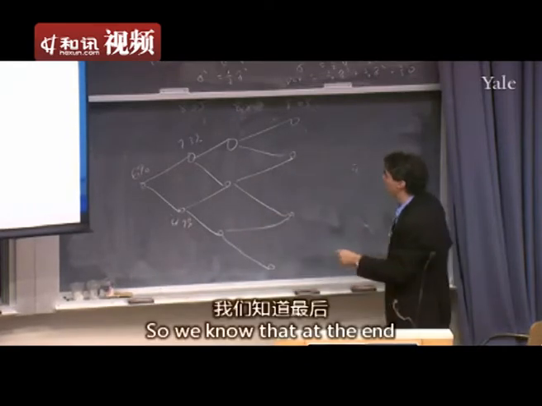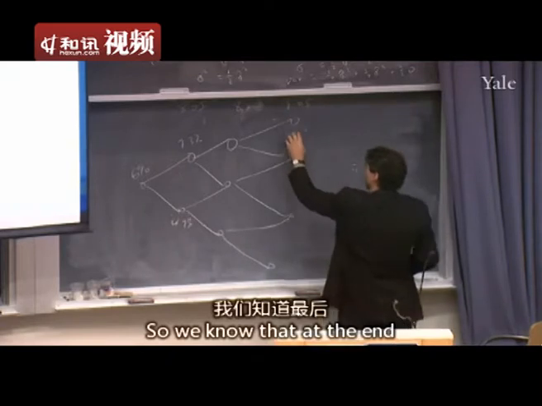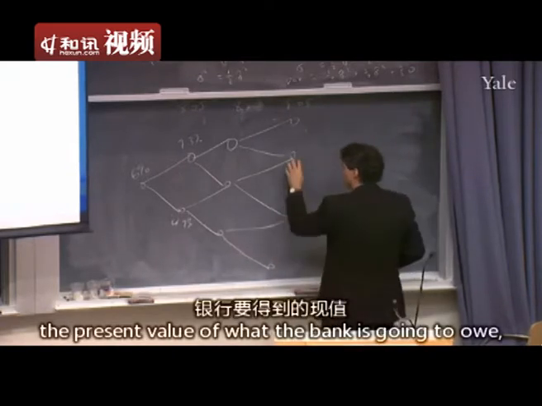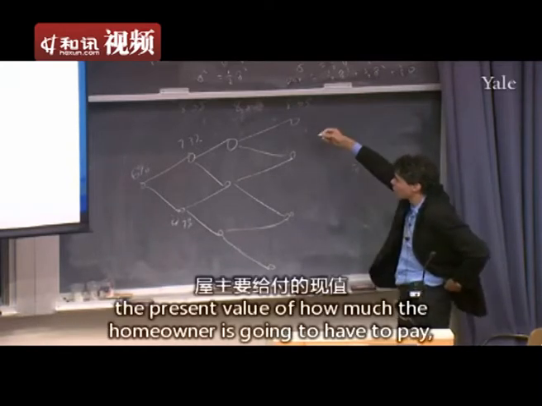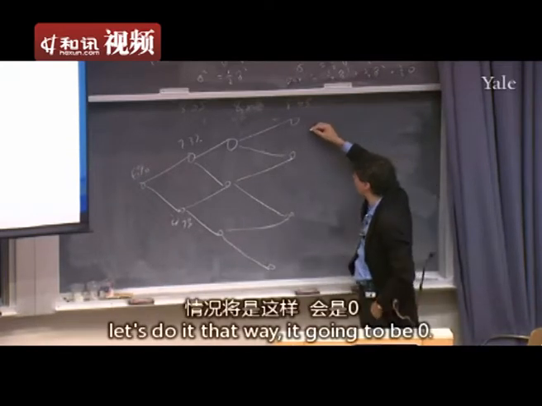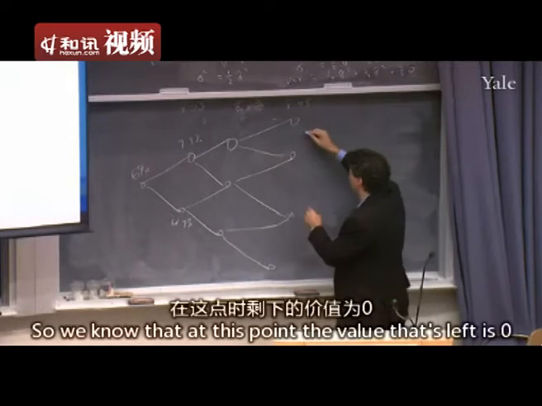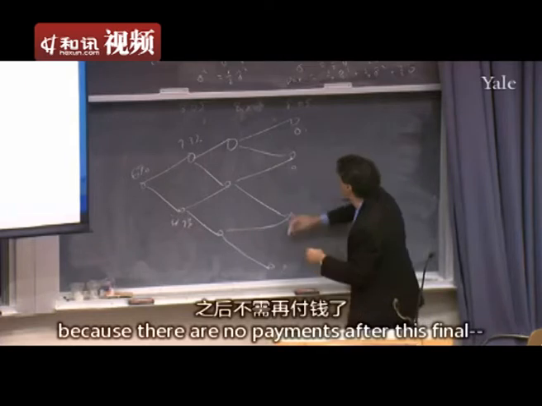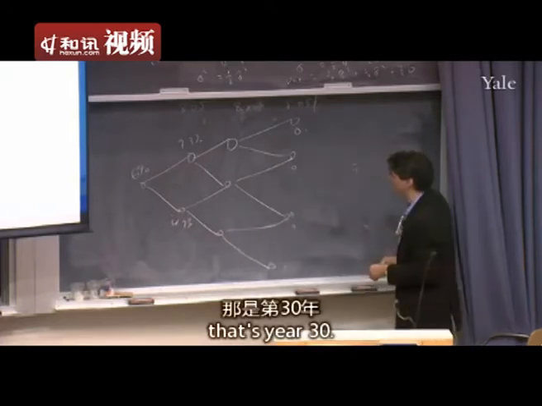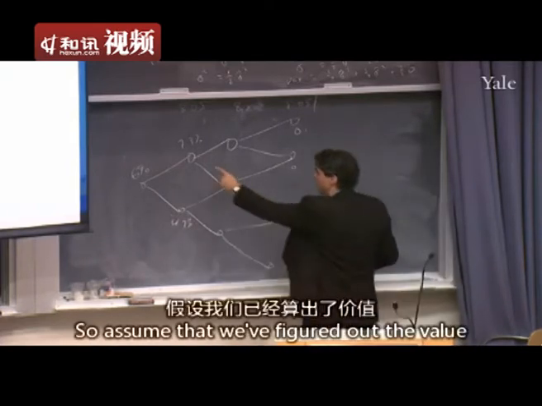Okay, so we know that at the end, the present value of how much the homeowner is going to have to pay is going to be 0. So we know that at this point, what's the value that's left is 0 because there are no payments after this final, that's year 30. There are no payments after that. So what is the value?